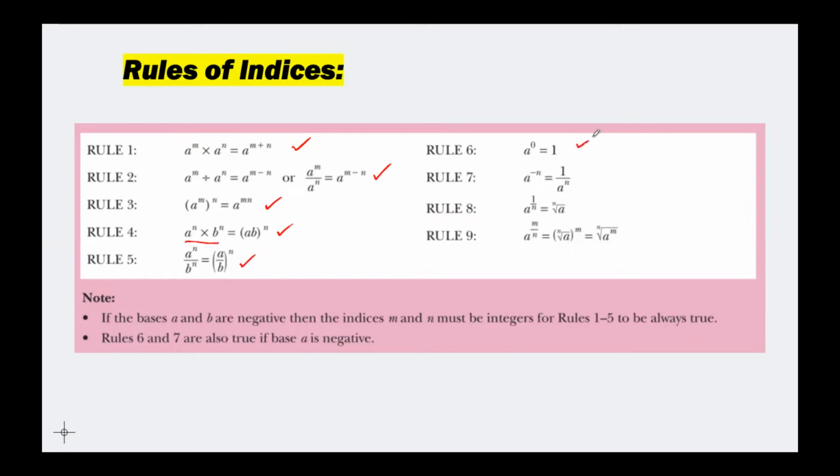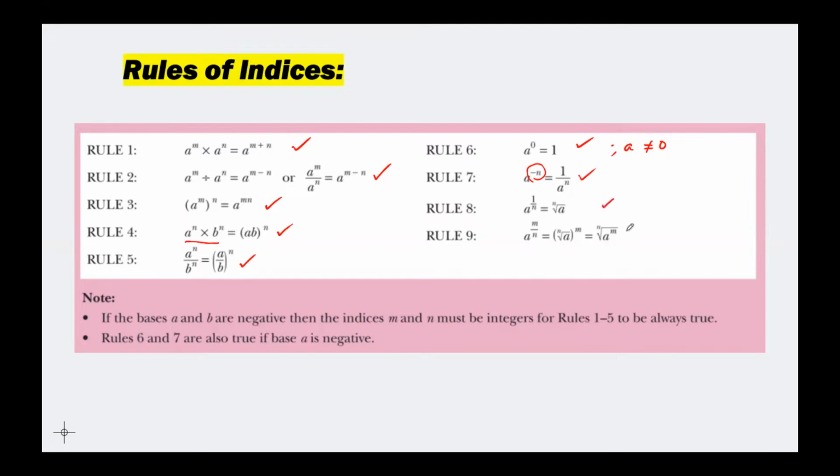And rule number 6, any number raised to 0 is always equal to 1. Of course, this is provided that a is not equal to 0. And rule number 7, if you have a negative exponent, you need to take the reciprocal of your given expression and remove the negative from the exponent.